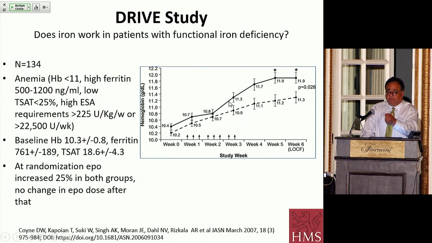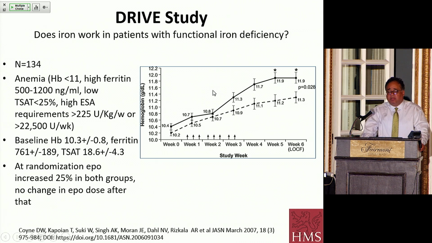did it work? Did it raise the hemoglobin? And the answer was it did. In these patients, where the ferritin was 761 on average and TSATs were around 19%, they had functional iron deficiency, and treatment empirically with iron worked. In the dialysis world, people have taken this to mean that we don't need to worry about ferritins. If the ferritin's 800, still treat. Ferritin's 1200, still treat.